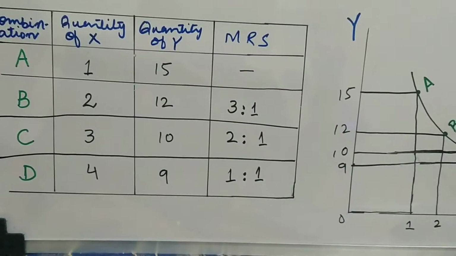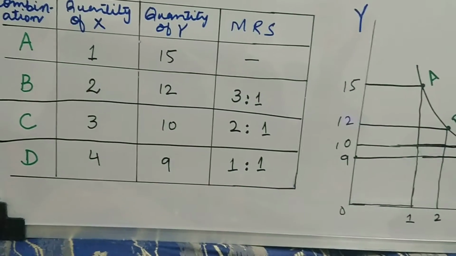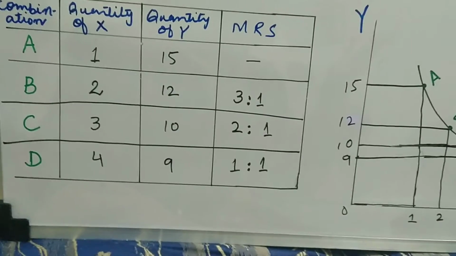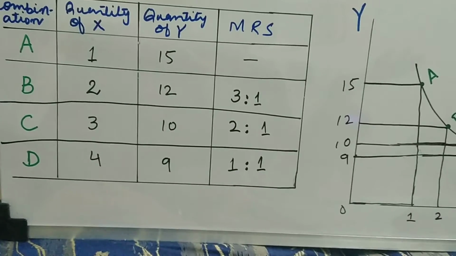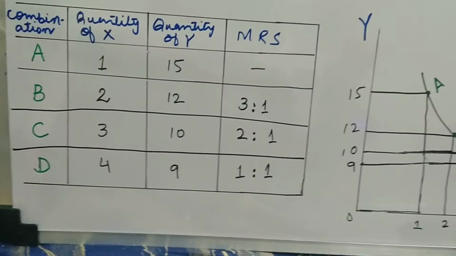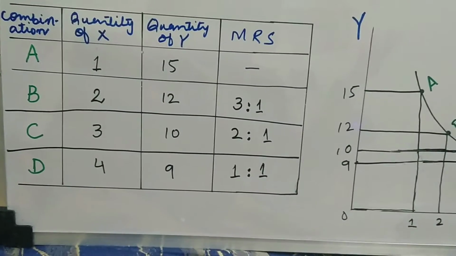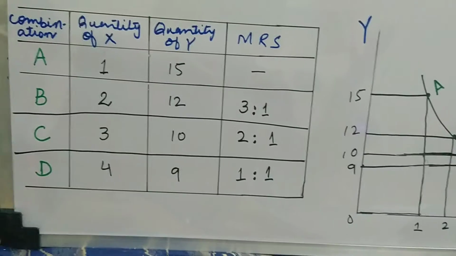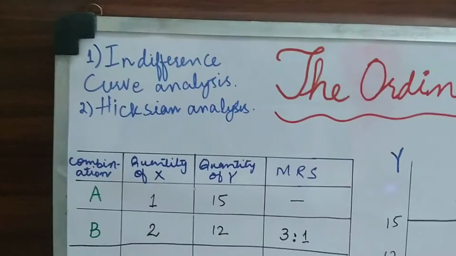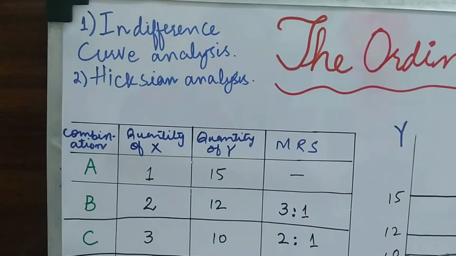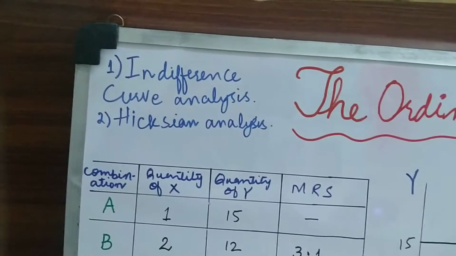Suppose a consumer consumes both X and Y in a combination, and it will be easy for him to tell whether he got high satisfaction from combination A or combination B. So this way of ranking the utility that we obtain from different combinations of goods and services is given the name of ordinal approach. This ordinal approach is also called indifference curve approach, indifference curve analysis, or Hicksian analysis because it was given by Hicks.